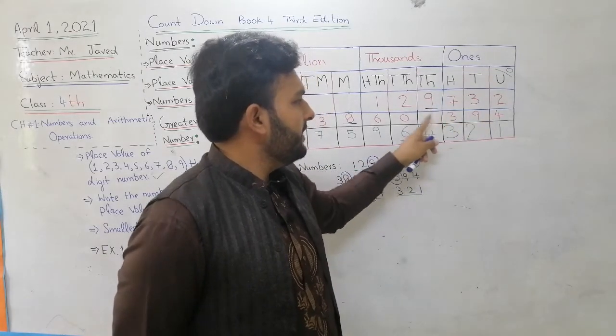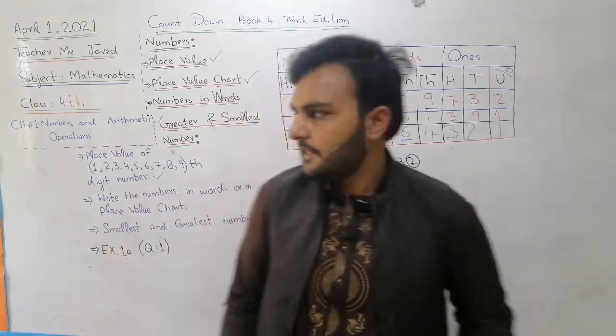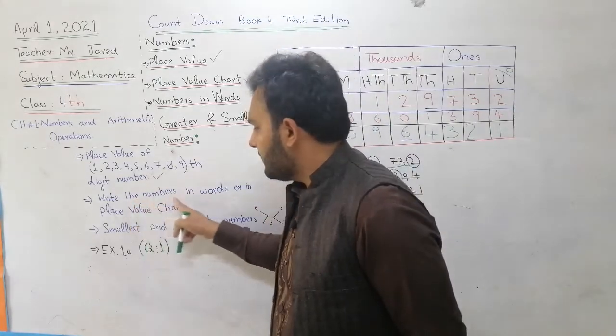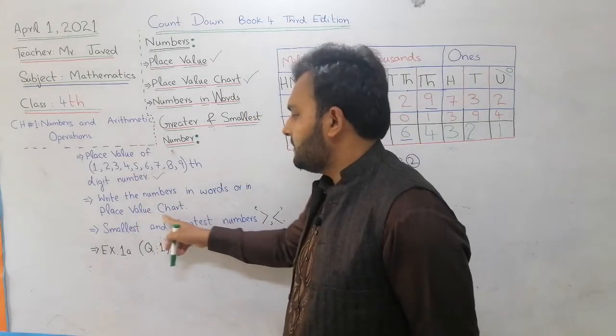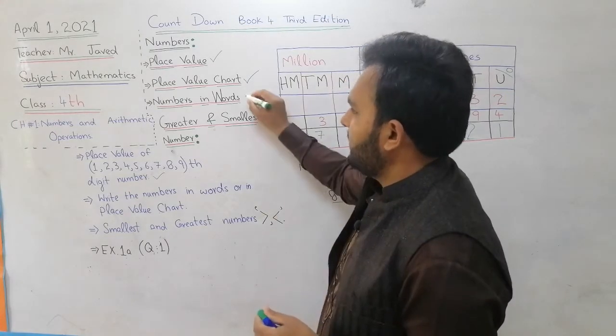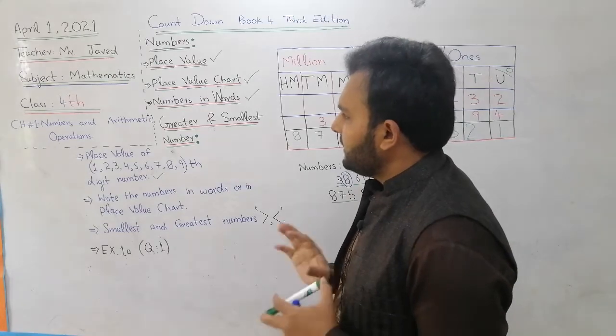Like 1, 2, 3, 4, 5th, 6, 7, 8, like this we have to tell. Now, this has been done: write the numbers in words or in a place value chart. So these are both the things. Now our next key point is numbers in words.